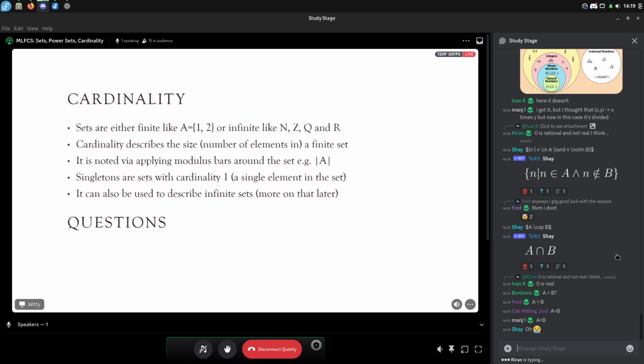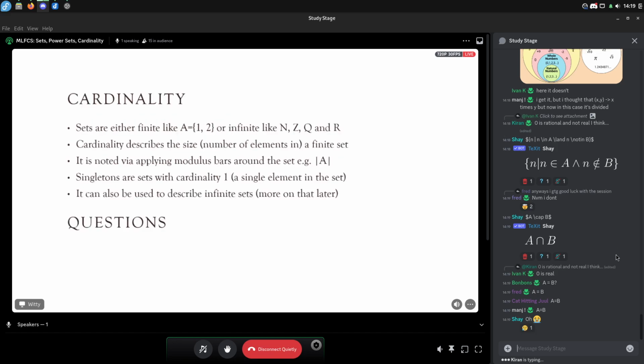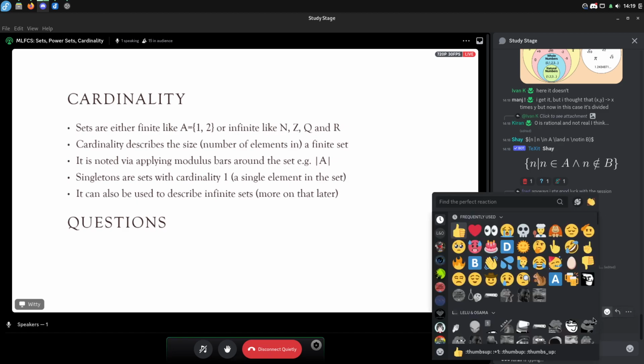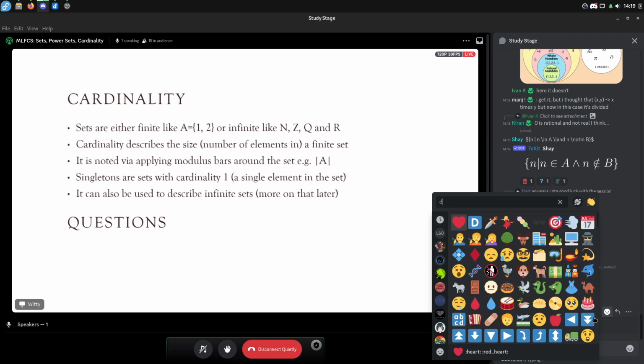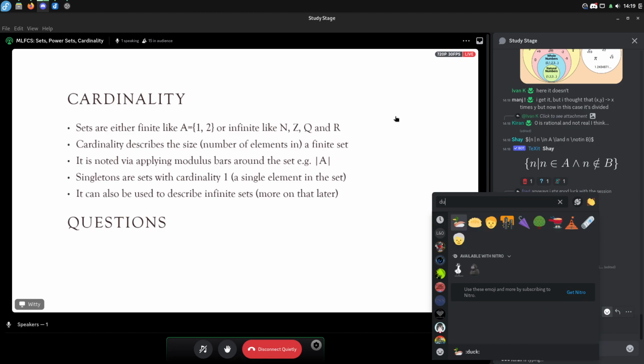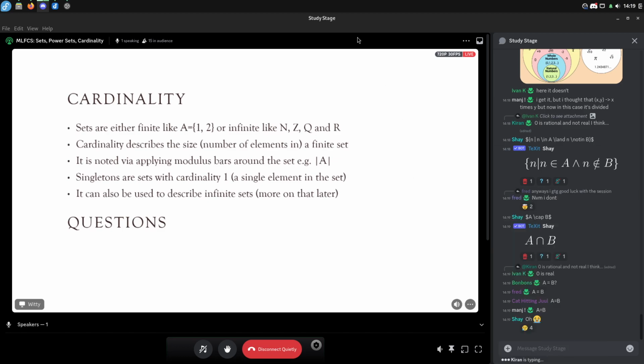Okay, so next thing we're moving on to is cardinality. Cardinality is basically sets can be defined in like 3 categories. For now, we'll call them 2 until we get onto countability later. So they're either going to be finite, so they have a limited, fixed number of elements inside, or they're going to be infinite, like natural numbers, integers, rational numbers, and real numbers. They're all infinite sets.